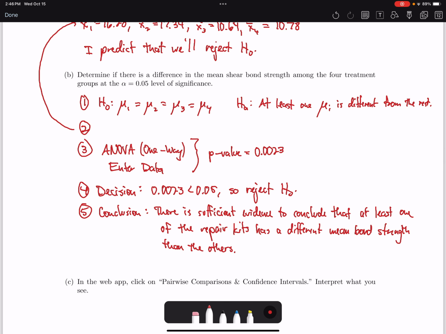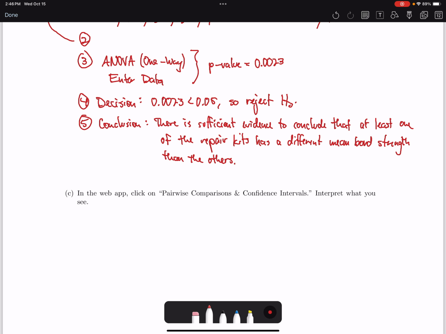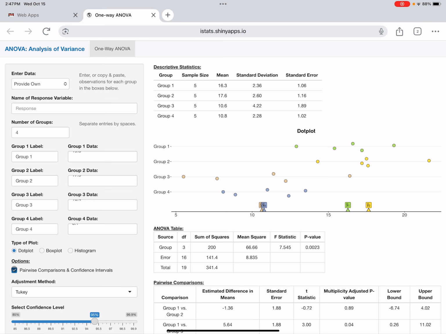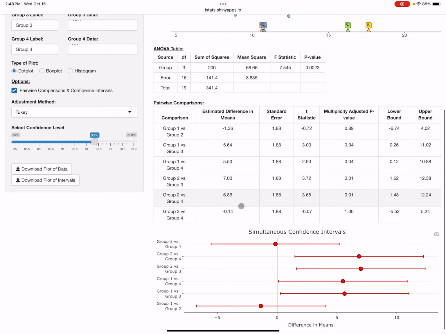Okay. Now, Part C asks us to do a little follow-up. It says, in the web app, click on pairwise comparisons and confidence intervals, and then interpret what you see. Okay, so let's head back over to the web app. Okay, so back here in the web app, we're going to click on this little button down here that says pairwise comparisons and confidence intervals. And what that does is it gives you this big chart, okay, which gives you some confidence intervals, and it also gives you p-values.